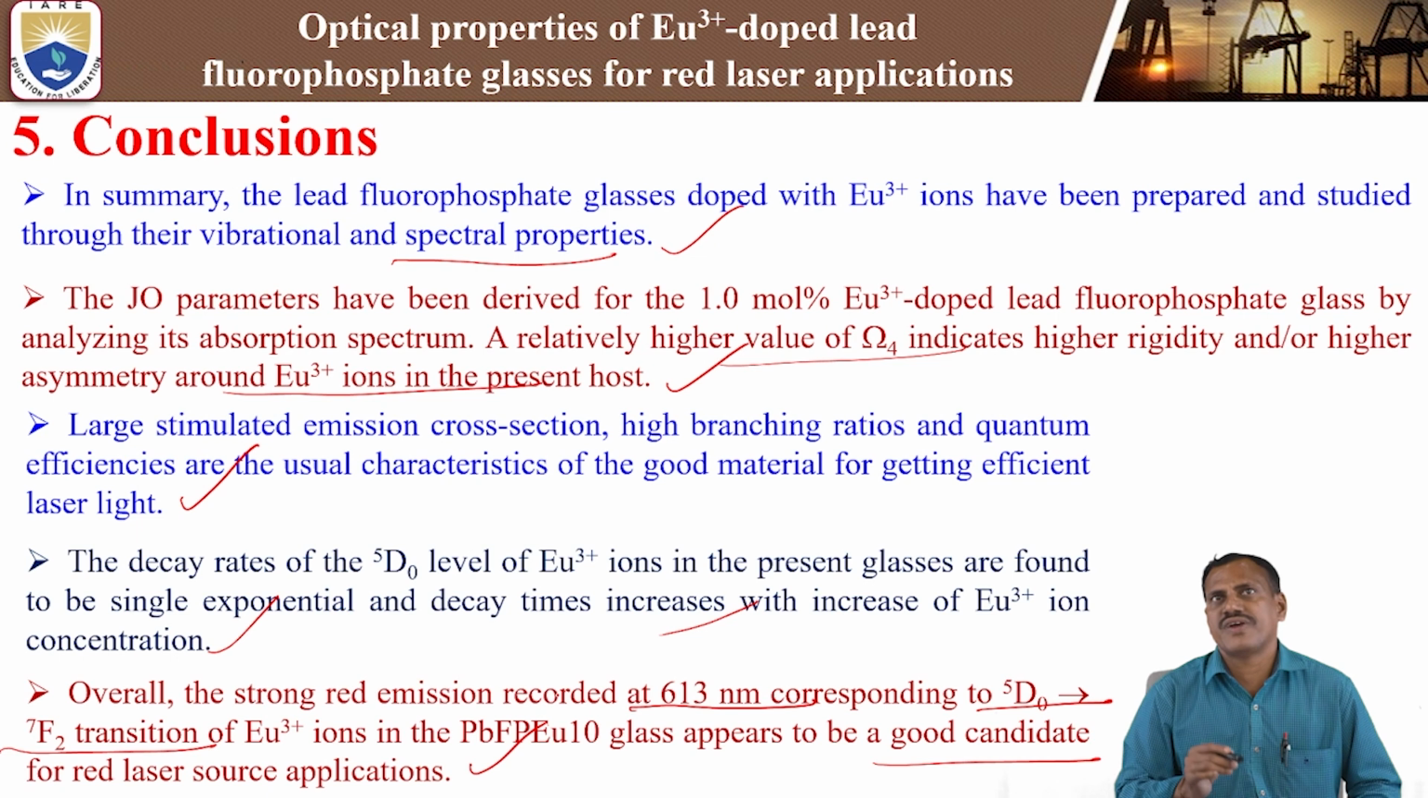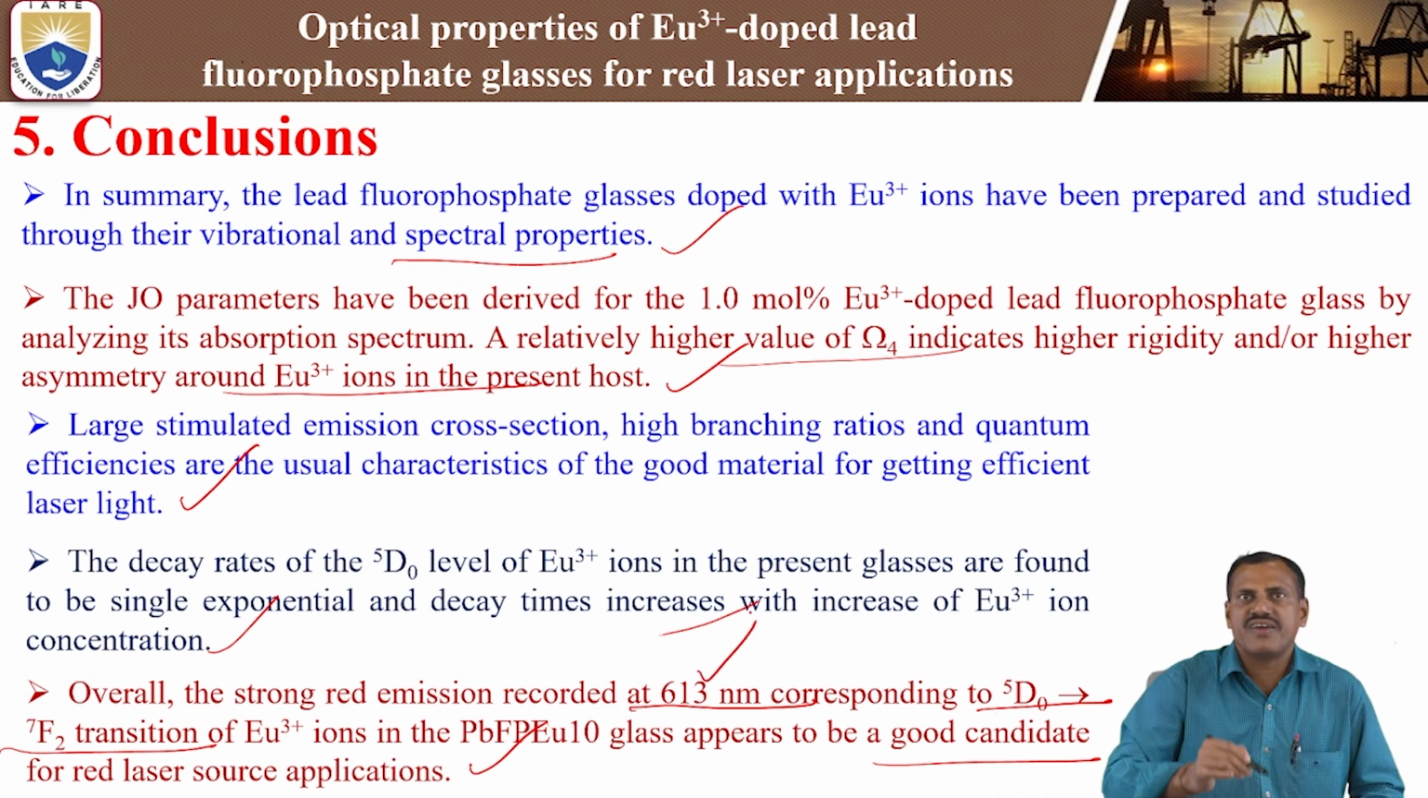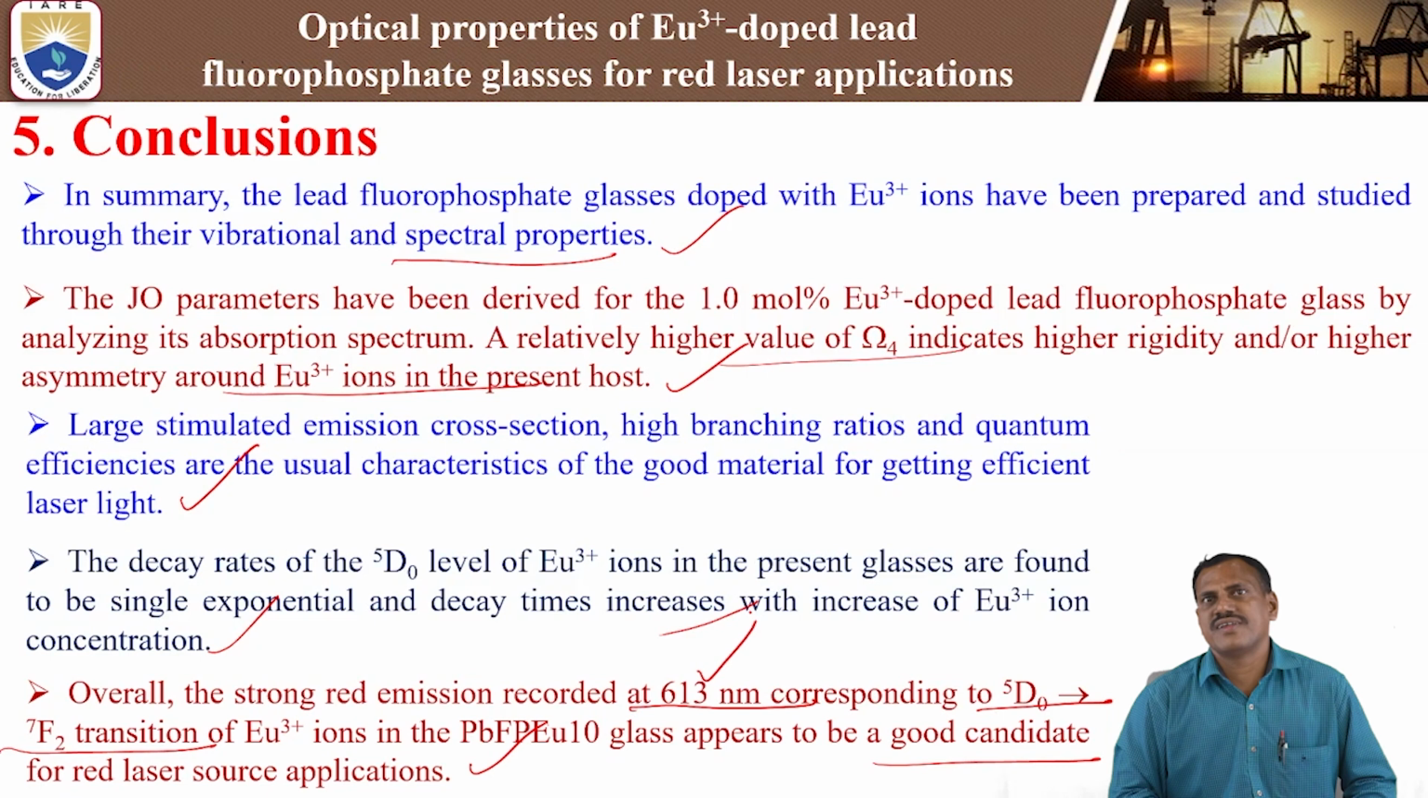So that is why, finally, the optical properties of Europium triplet doped glasses are used for red laser applications, because they exhibit emission in the red region at the wavelength of 613 nanometer. It belongs to the red color region. So that is why we use it as a good candidate for red laser applications, using the optical properties of Europium triplet doped lead fluorophosphate glasses.